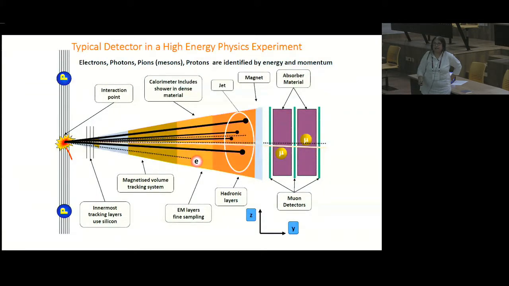So we have the tracker right next to the collision point, and then come the calorimeters. There are two different types for electromagnetic and hadronic activities, and the whole thing is enclosed in a magnetic volume, which basically serves the purpose of momentum measurement in the tracker. And at the end, we have these penetrating particles, the muons, which go through everything, and that's why we put detectors to detect these particles at the very end. And of course, these return yokes in CMS also create a magnetic field in this volume, which helps us track the muons.